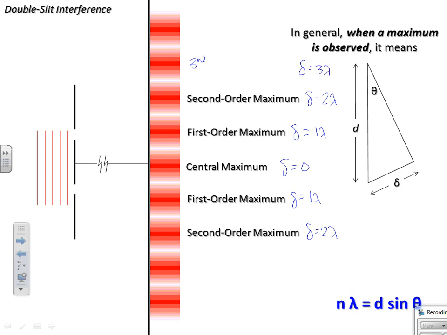Here, for these minima, I don't know what you call these, a first order minimum, I don't know. Here's a minimum. Here that means that the path length difference is 1 half wavelength. Same thing here. I'll just call it lambda over 2. Here the path length difference is 3 half wavelengths. And here it's 5 half wavelengths, and so on and so on.